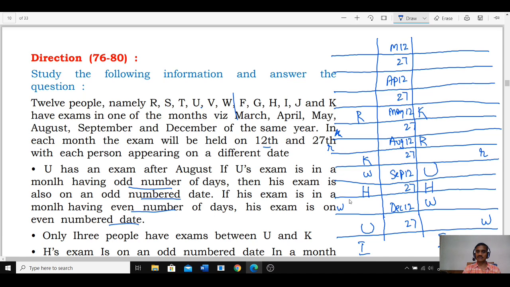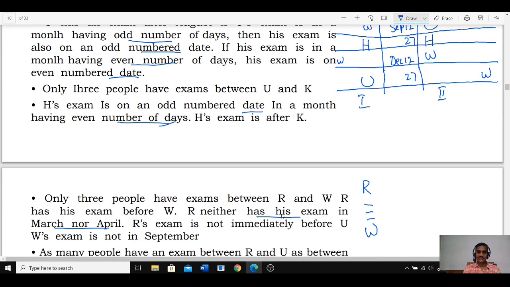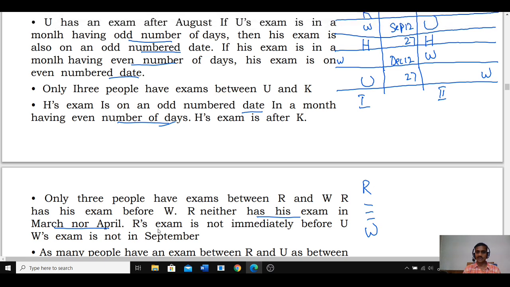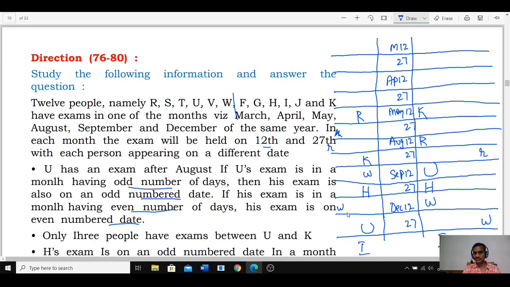Next one, if R is here, W will be here, another possibility. Isn't it? R and W, we have 2 possibilities in each of these. And R's exam is neither in March nor April. R's exam is not immediately before U. Now here if R is here, R is immediately before U. Hence in the second case we have got only one possibility. Here R's exam is not immediately before U, so R can be here or here.